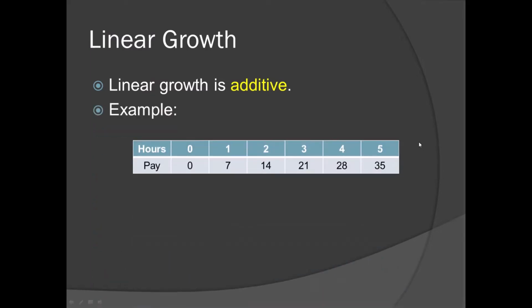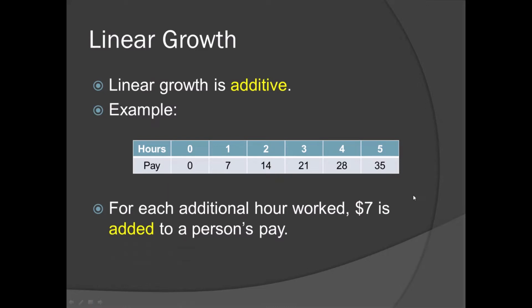To illustrate that, this is some kind of task. Clearly it's not a real job because this is below minimum wage, but let's just say you're doing some kind of job that pays you $7 an hour, and if you don't work, you don't get anything. But if you work an hour, they give you $7, and if you work another hour, you get another $7. So it's additive. Every hour you work, they add on another amount of $7. Functionally, you could consider this to be f of h, for hours, equals 7 times h. So for each additional hour worked, $7 is added to a person's pay.